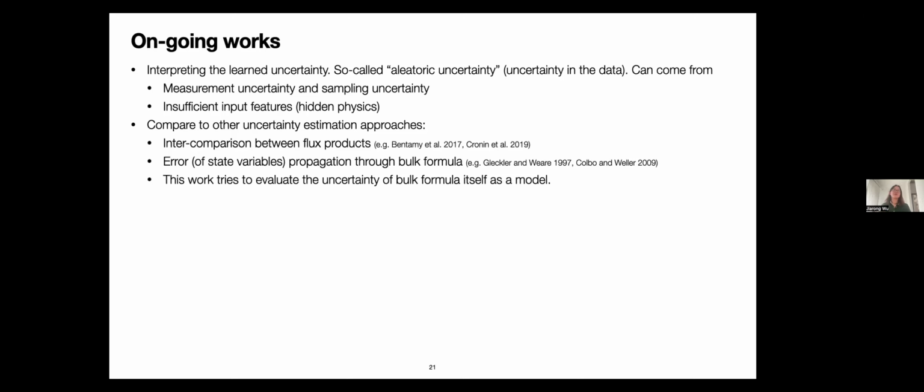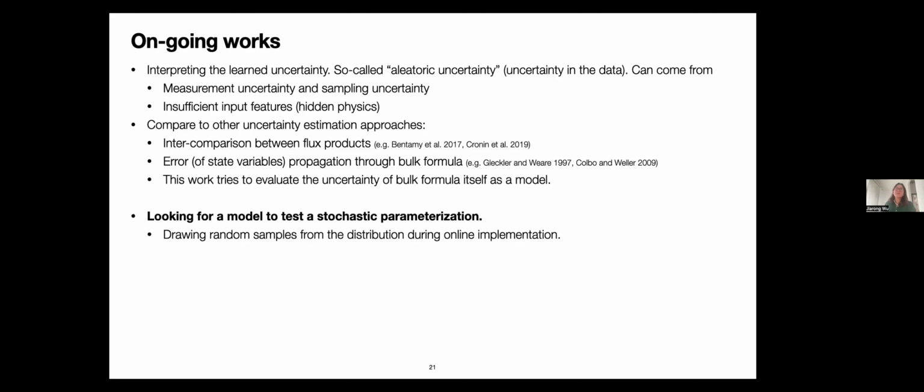And there is also error propagation of state variables through the bulk formula, assuming the bulk formula is ground truth. This is again not what we are targeting here, because this work really tries to evaluate the uncertainty of the bulk formula itself. So I hope to open discussion on this kind of uncertainty in bulk formula.